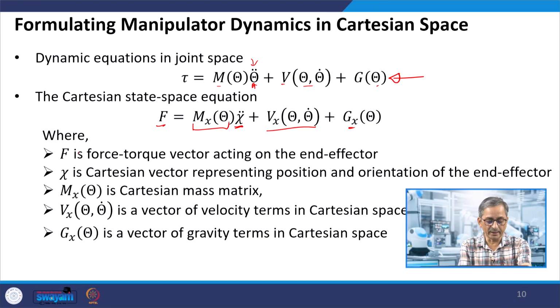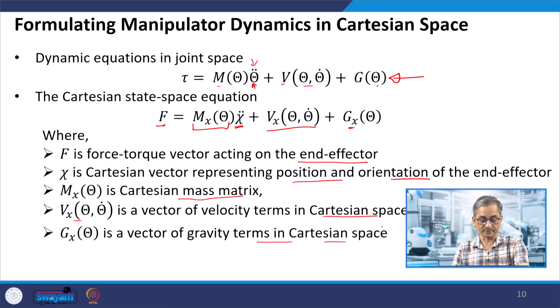Here F is a force torque vector acting on the end effector. Chi is a Cartesian vector representing position and orientation of the end effector. And Mx theta is a Cartesian mass matrix, Vx theta theta dot is a vector of velocity terms in the Cartesian space, and Gx theta is a vector of gravity terms in the Cartesian space. This way I can represent it.